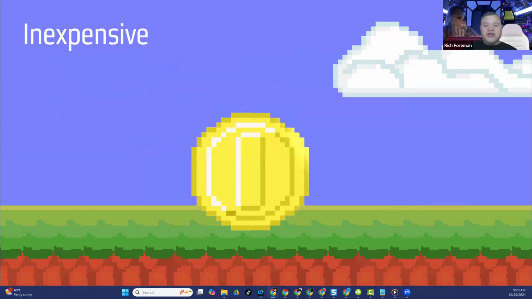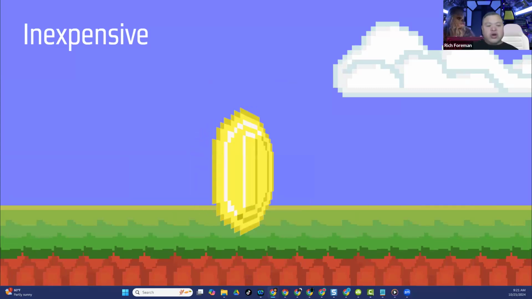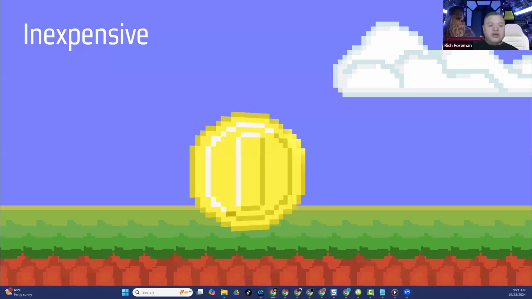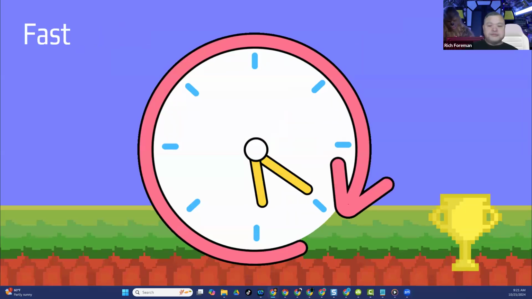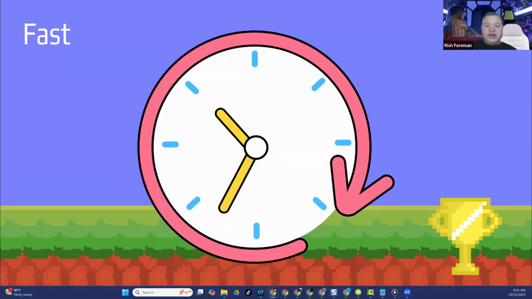It's relatively inexpensive. Instead of spending tens of thousands of dollars, you could start out with a free trial by entering your credit card to a no-code platform. Apps can be built extremely fast.